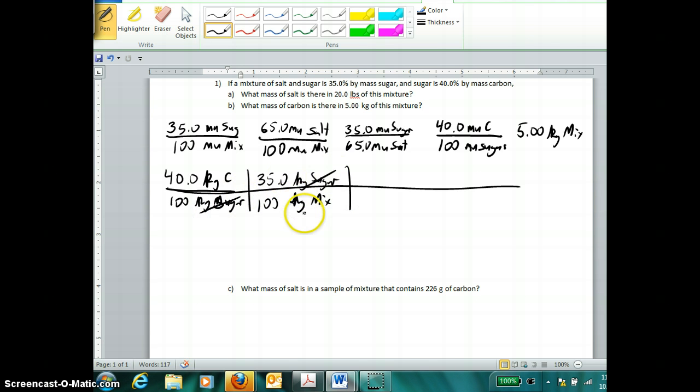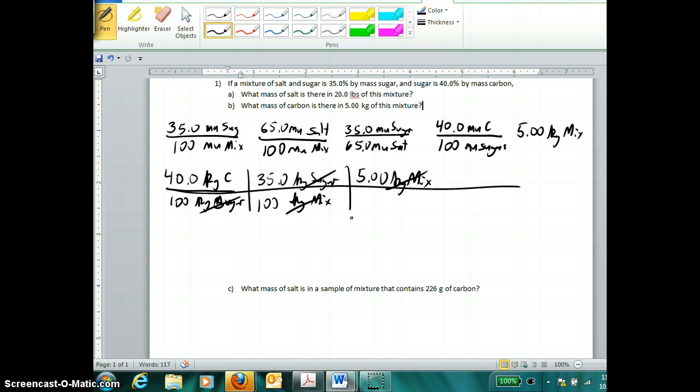Kilograms of sugar cancel, replaced by mass of mix. And since my mass of mix is in the same units, I can just go right ahead and cancel the mass of mix with the mass of mix, leaving me a mass of carbon. Step 4 is complete, canceling what I don't want.